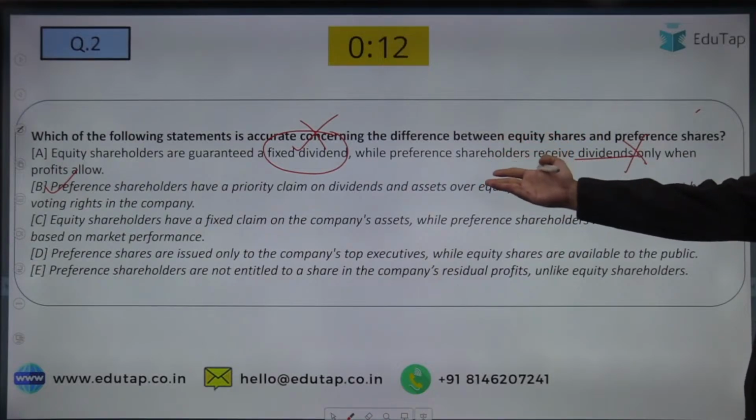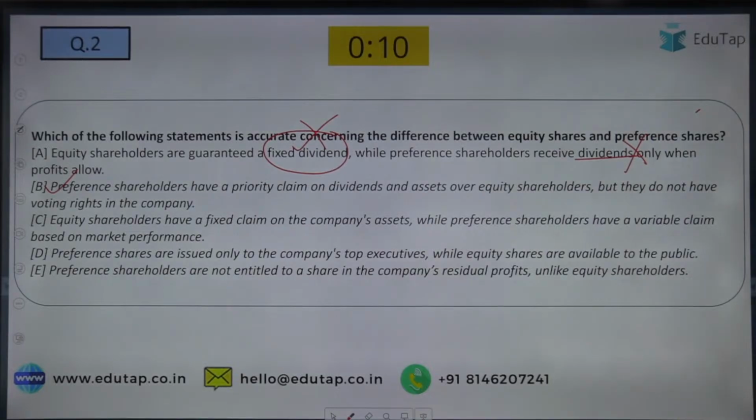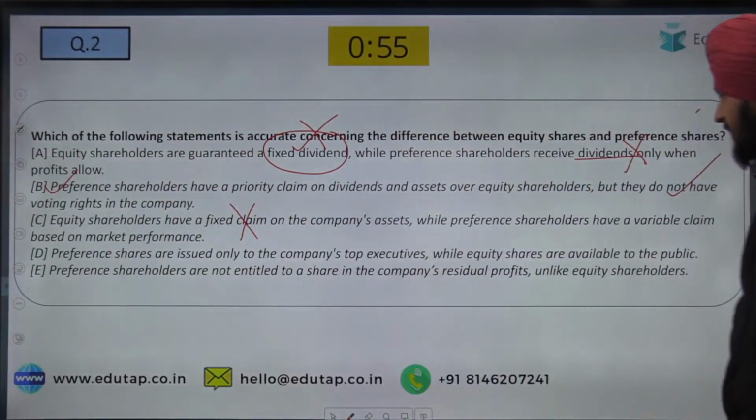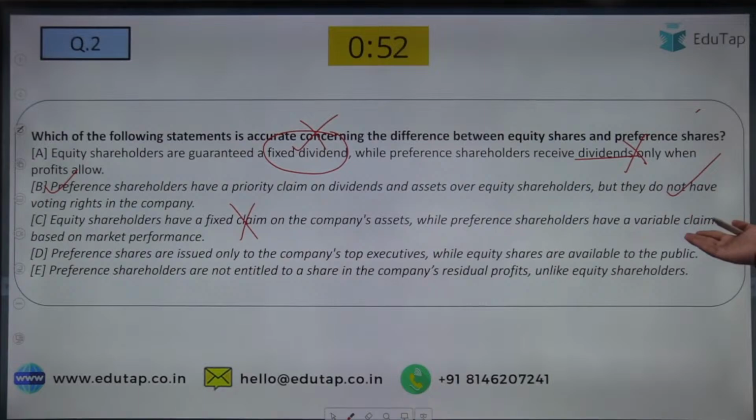Now option B, yes, it is correct that preference shareholders have a priority claim on dividends and assets over equity shareholders, but they do not have voting rights in the company. This is the correct option. And if you see the rest of the options, most of the terms have been interchanged. Equity shares have a fixed claim on company assets. This is not true. They do not have a fixed claim. They have a variable claim. Whereas preference shareholders have a fixed claim. Then preference shares are issued only to the company stock executives. Again, this is incorrect. And preference shareholders are not entitled to a share in the company's residual profits, unlike equity shareholders. This is also an incorrect mismatch option.